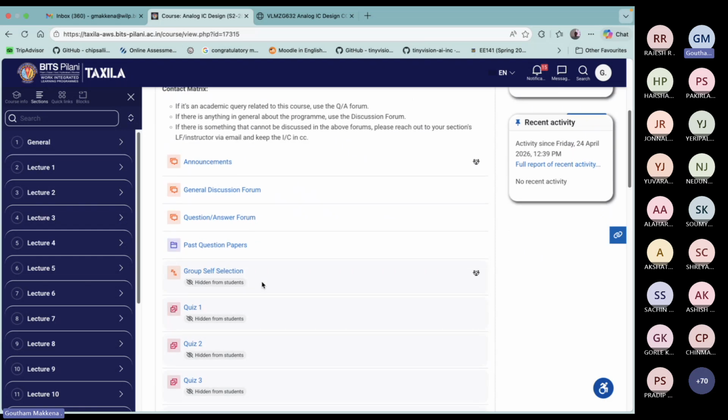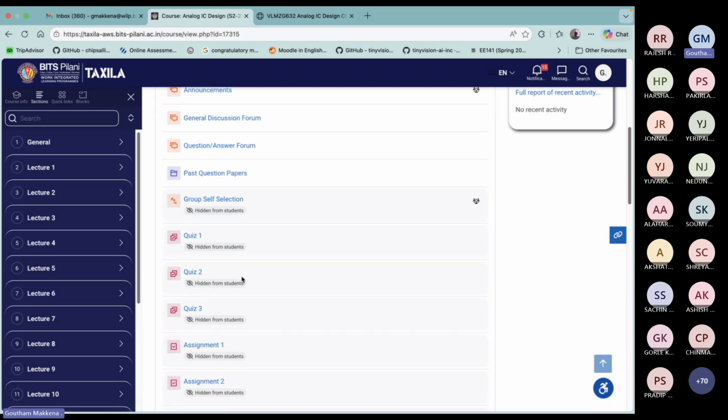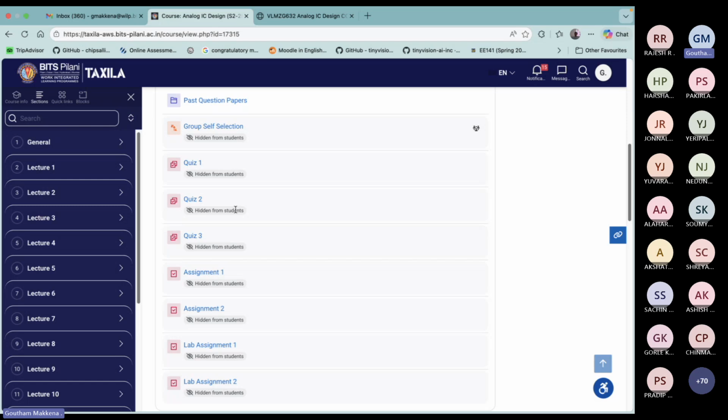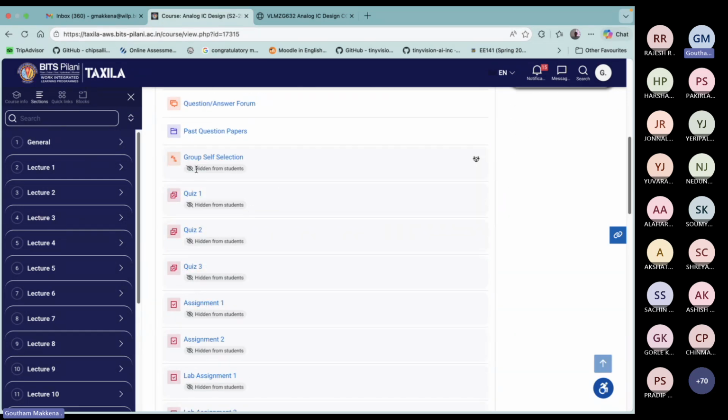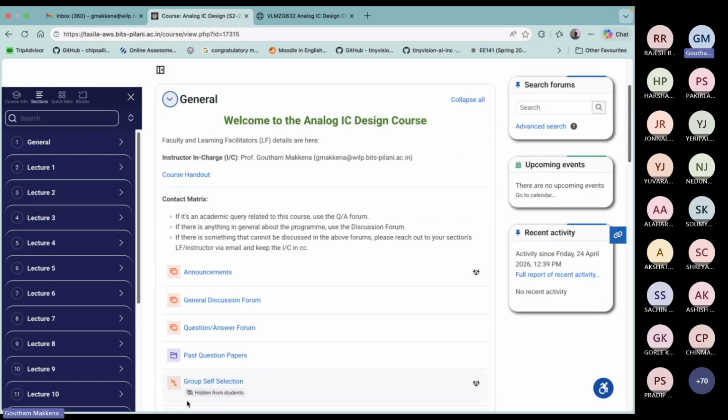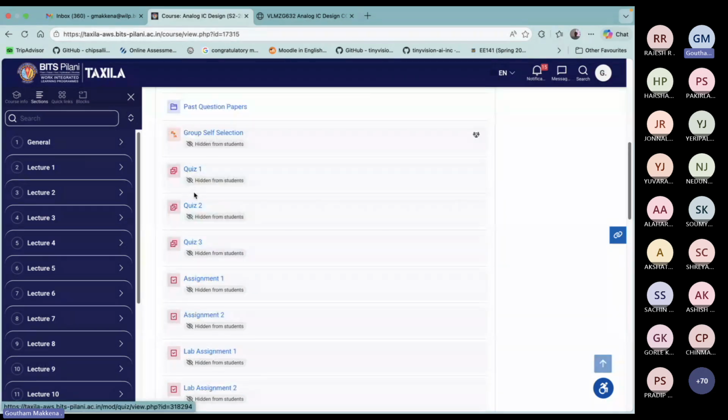Then there is a discussion forum. If you want to initiate something, I think everyone will have access to this. You can start a discussion. This is the instructor login. If something is showing as hidden from students in my login, you won't be able to see it. You might only be able to see until here, past question papers. Quiz one and quiz two will be updated here. Once I update, I'll put a message in the announcements and in Teams also, so that nobody loses out on the information.